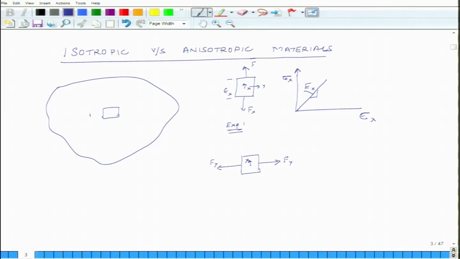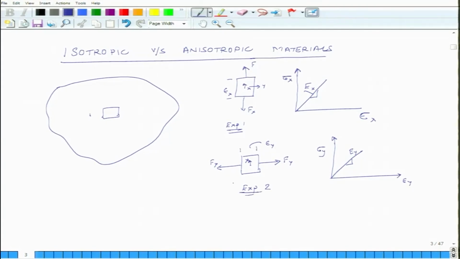and when you pull it in y direction it will elongate in y direction and it will develop a strain in y direction, let us call it epsilon y, and once again you make a plot epsilon y versus sigma y and you will get another slope, and this is Young's modulus in the y direction, and then you can do it for different directions. You can do it for z direction and others. So, this is your second experiment.